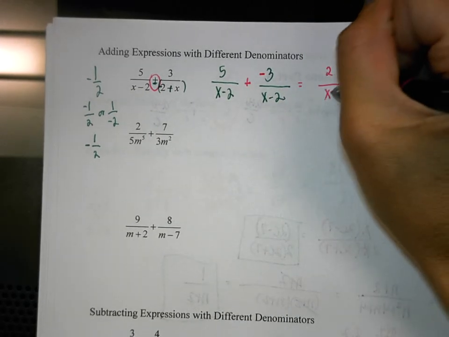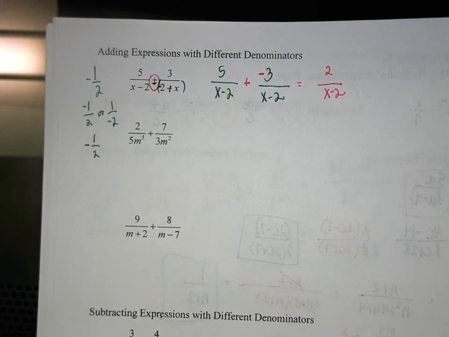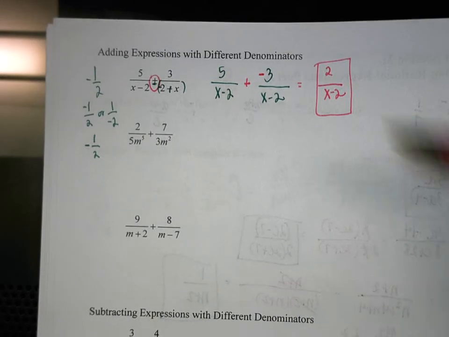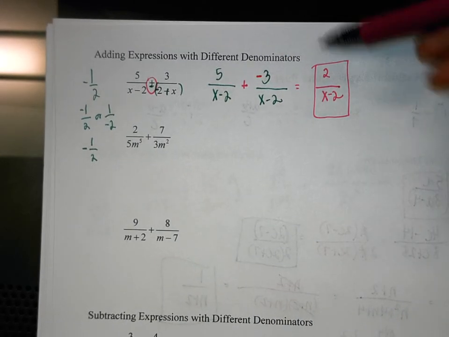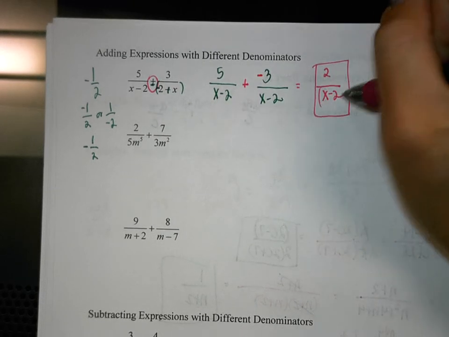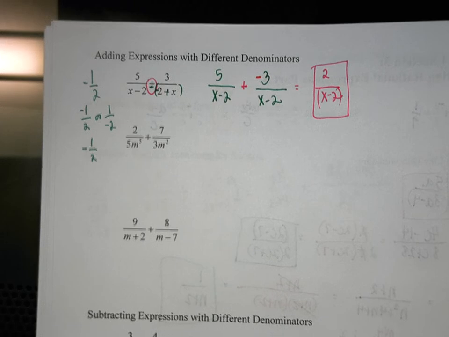Good. 2 over x minus 2. And can I reduce anything? No. And why can't I reduce these 2's? Yeah, monomial, binomial. This is stuck together, and I cannot reduce binomials with monomials.